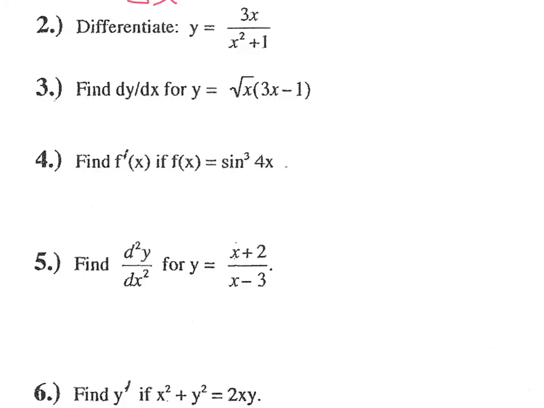For number 2, we want to differentiate y equals 3x over x squared plus 1. Since we have two terms that are in the denominator, we have to use the quotient rule. So the quotient rule is the derivative of the top, which we'll call f, times the bottom, minus the derivative of the bottom times the top, all over the bottom squared.